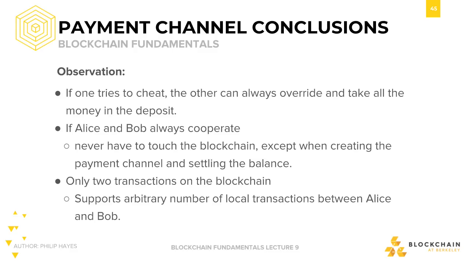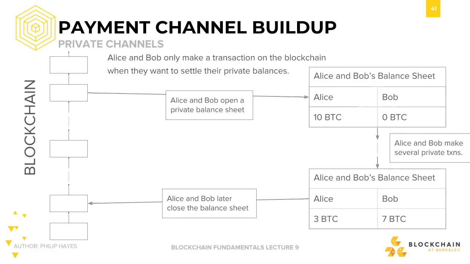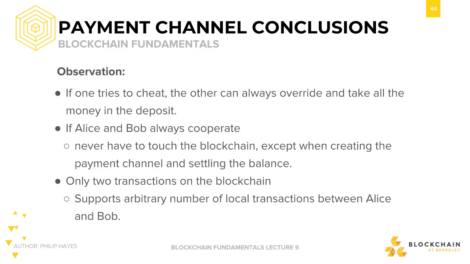And this payment channel never even has to touch the blockchain except for the two endpoints back here, where you open a balance sheet and you close this balance sheet. Does that make any sense? And so what happens is it's really economical, because you can send any number of payments between Alice and Bob. It just doesn't show up on the blockchain.